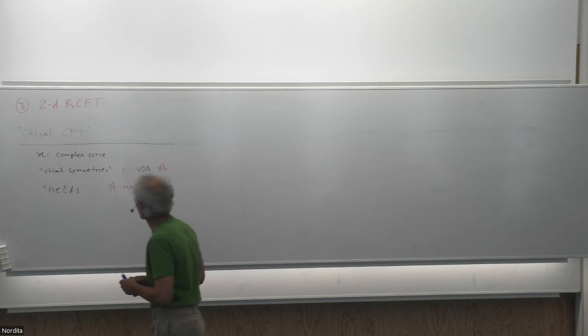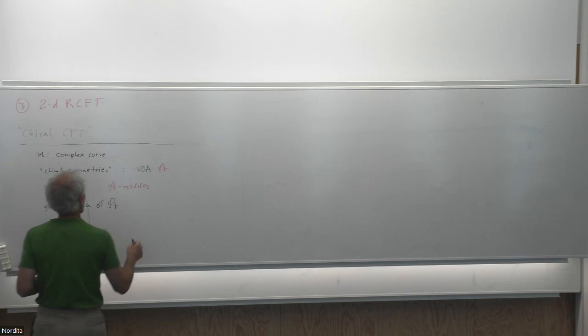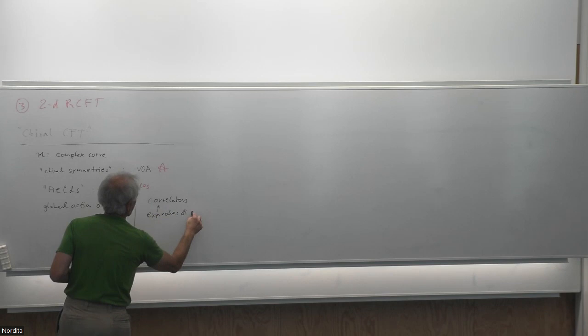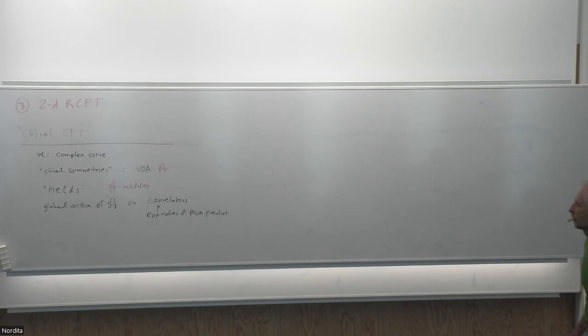But in any case, there is then a global action of your vertex algebra on fusion products, on correlators, which are expectation values of suitable fusion products. And spelling all of this out would take most of the time that I have for this first part. So I will not even give a hint on that.